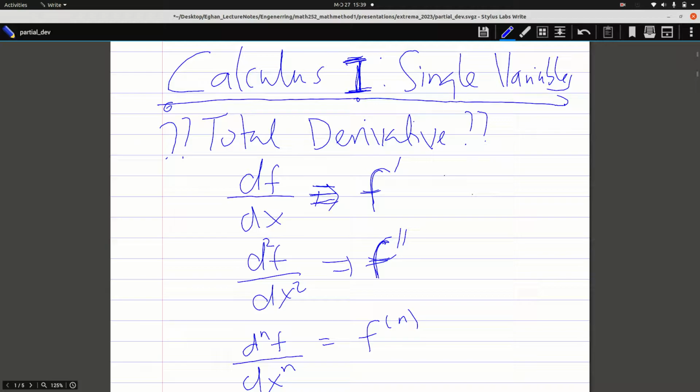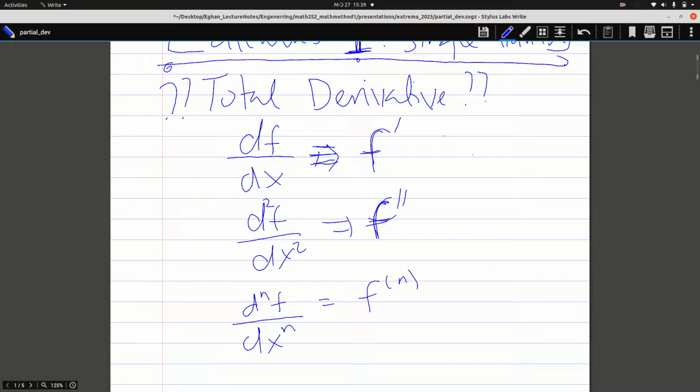I want to get a quick recap of what we've already learned in calculus 1. That has to do with single variables. In calculus 1, we went through what we call the total derivative with some notations expressed below. We had df/dx rewritten as f prime, d²f/dx² as f prime prime. It means that if I have the total derivative cubed with respect to the independent variable cubed, I have f prime prime prime and so on and so forth. So through to the nth derivative, I have it as f to the power n.